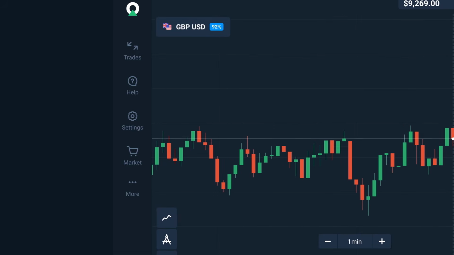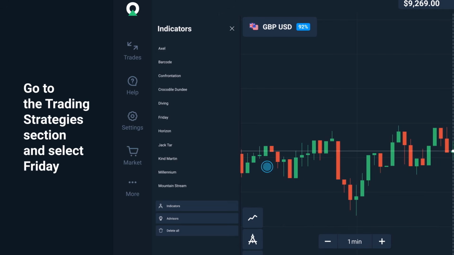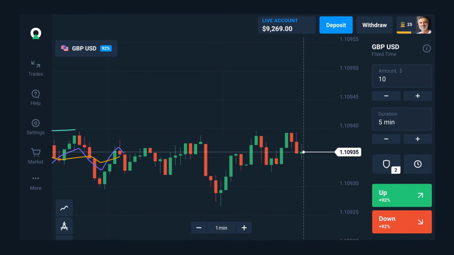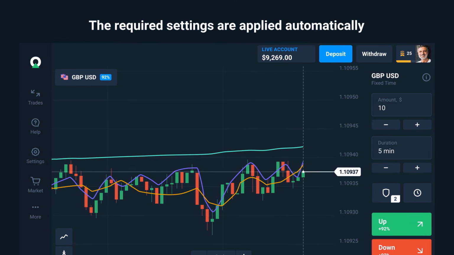Let's now switch to the indicator section and select the Trading Strategies tab. We will use the Friday strategy. The 3 EMA lines have appeared along the price chart. The required settings are applied automatically.